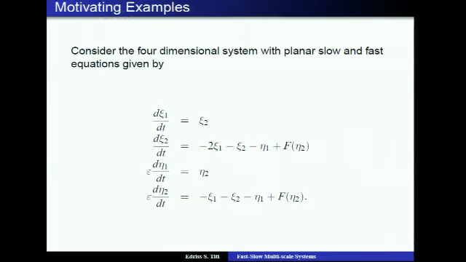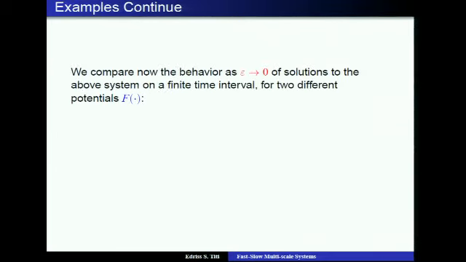Now let's take some examples, very simple examples. So I'm going to consider this system. This is the slow dynamics. The xi is the slow dynamics, and the eta is the fast one. And I'm going to add a nonlinear potential f here, which depends only on eta 2. So I'm going to consider these particular cases. I'm going to compare now what happens when epsilon goes to 0 for the dynamics with the fast one.